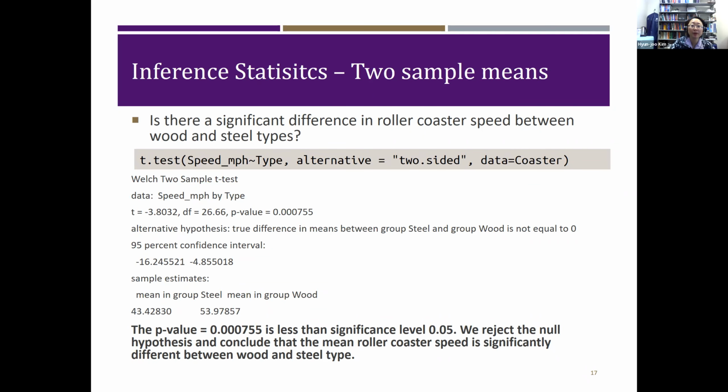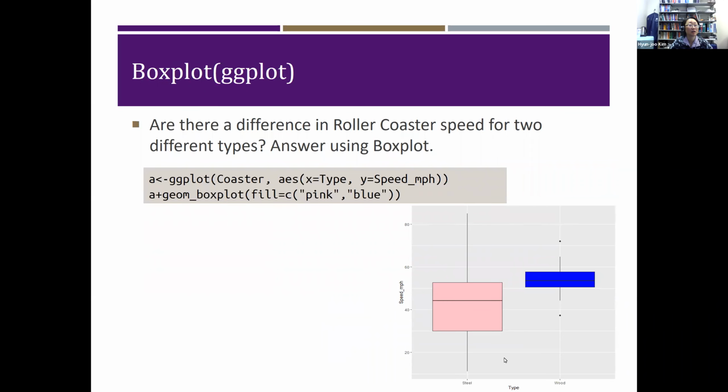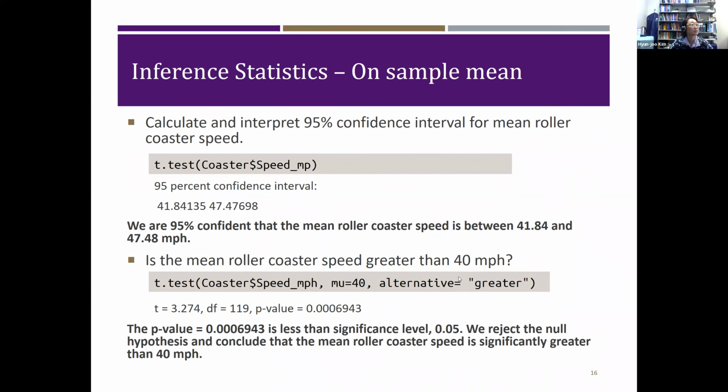When we want to compare means of two samples, we can still use the t.test command. Suppose we want to see if there is a significant difference in roller coaster speed between the wood and steel types. Recall that from the previous box plot we saw, the wood has a higher median speed than the steel roller coaster. I can actually go back and see it. In this slide, we saw that the wood has a higher median than the steel roller coaster. Going back to here.